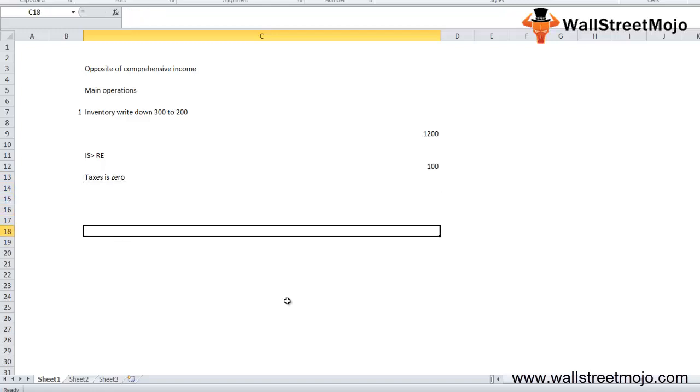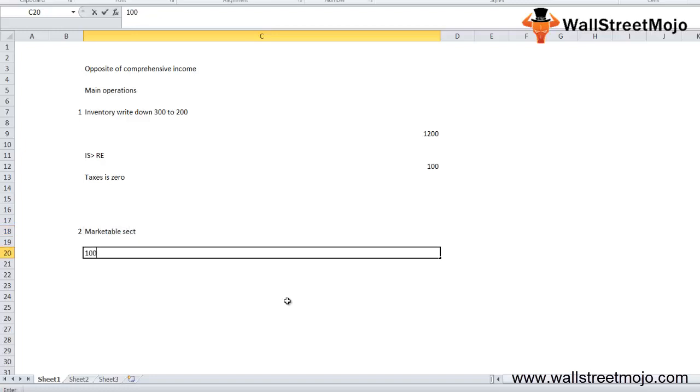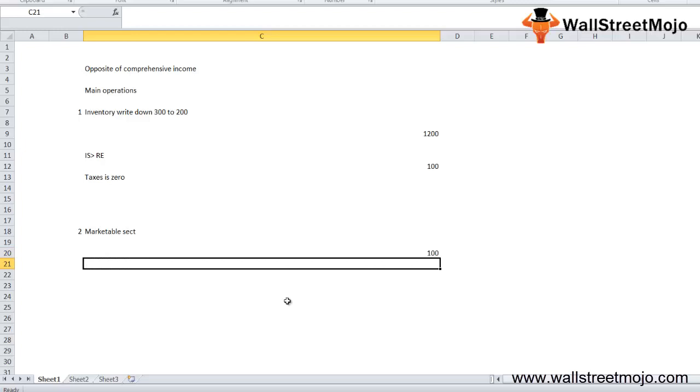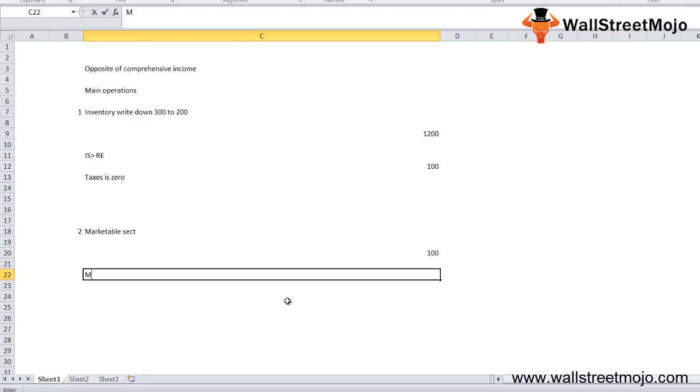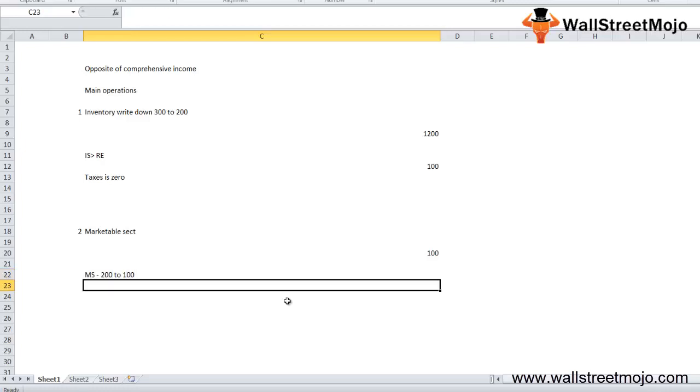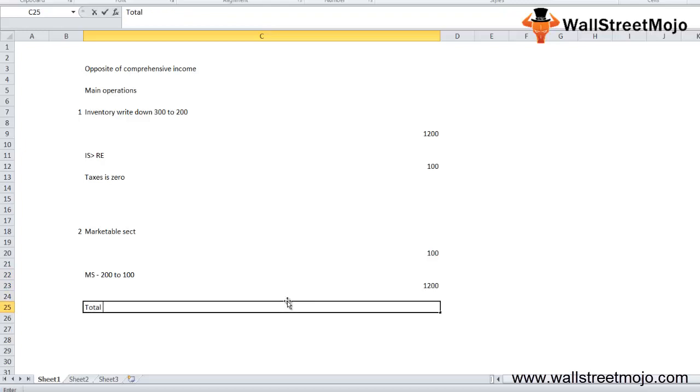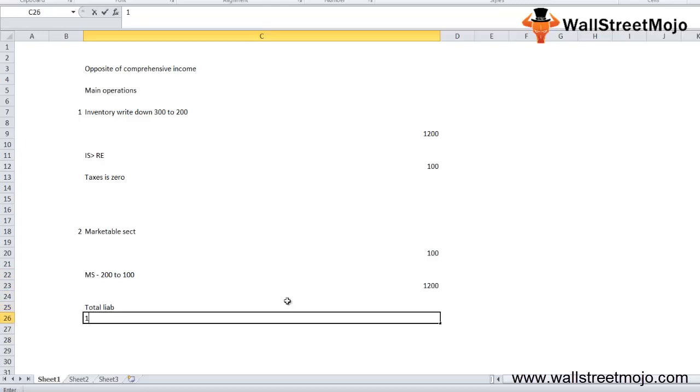So let's now take a different case where such gains or losses do not flow through the income statement. Now let's say the marketable securities that are available for sale decrease to 100. If the value of the available for sale marketable securities reduces from 200 to 100, then the total assets amount in the balance sheet will also decrease to 1200. However, the total liability will still be at 1300.